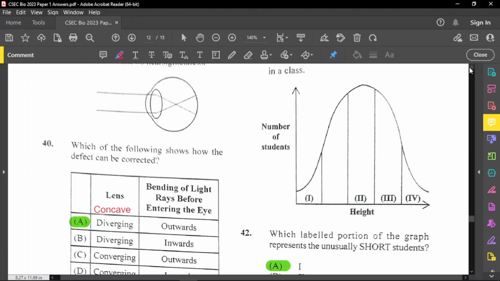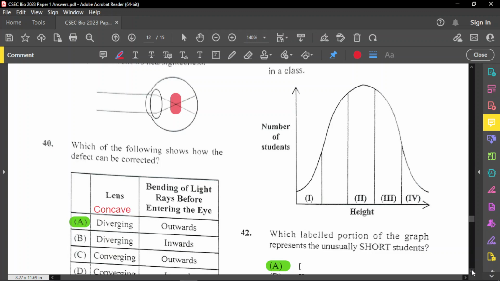I think this is a repeat question. I want you to notice that the rays are meeting right here. So what the lens will do is spread them out before they reach this point, and then cause them to reach the retina where images are formed. So this is the problem: the rays converge too early.